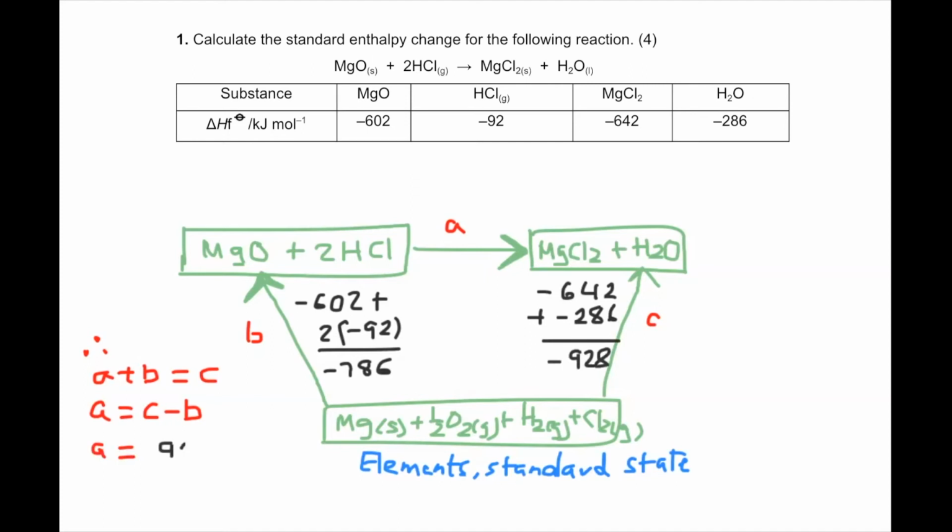Next, you simply slot these values into the equation. So you get minus 928, which is C, minus minus 786, which is B. And the difference between the two is the value for A, which is what we have been asked to find out in this question. So our answer is minus 142 kilojoules per mole.